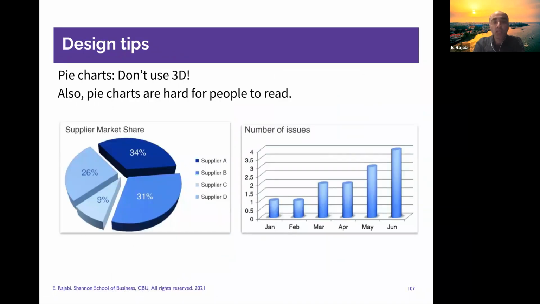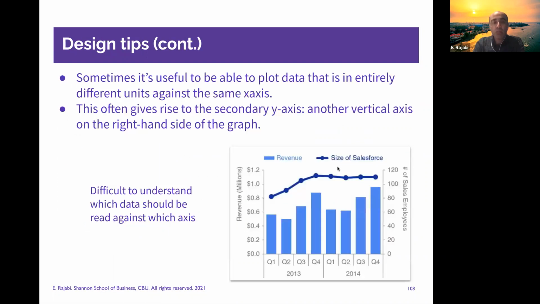Don't use 3D because you cannot compare the slice sizes in a pie chart. For example, in this picture, you can see this is 31%, but this slice looks larger than this one, or here we cannot recognize the bar numbers.